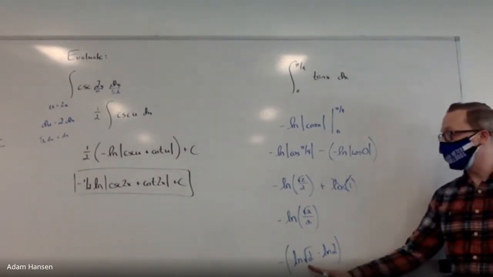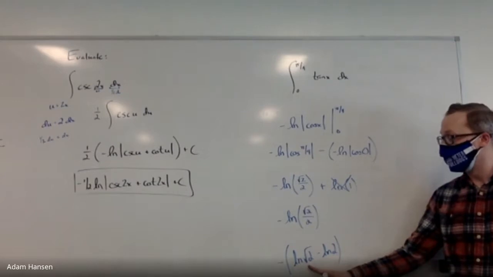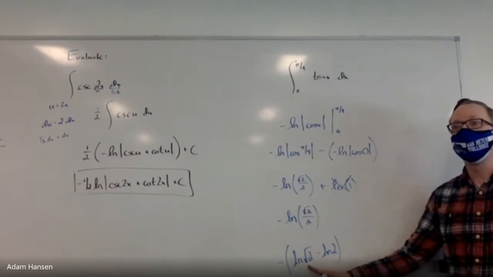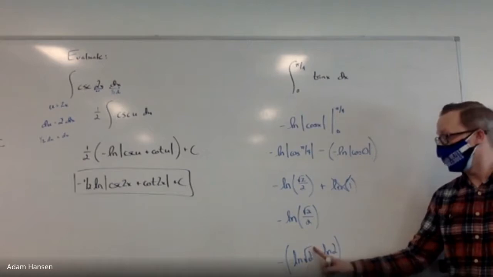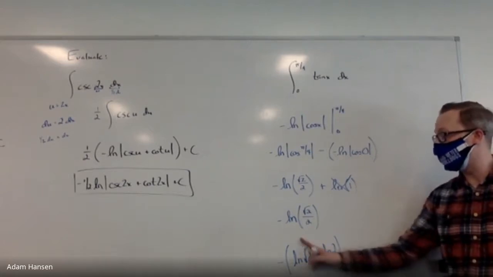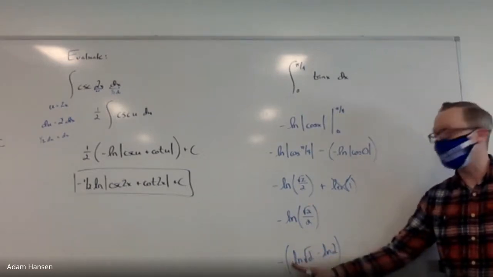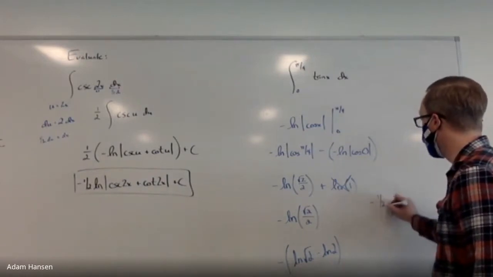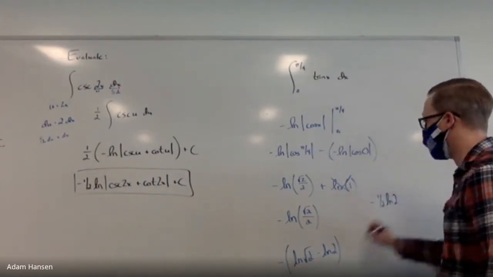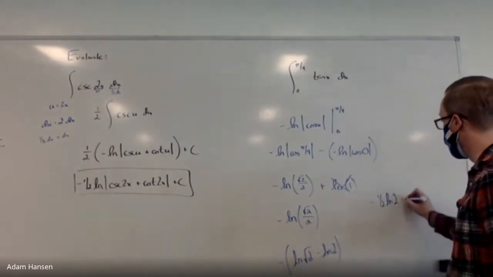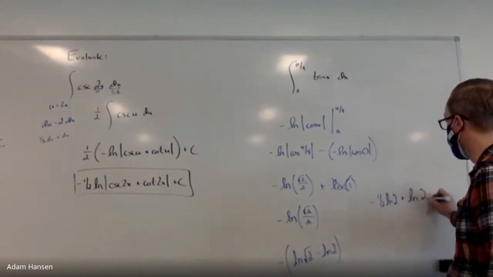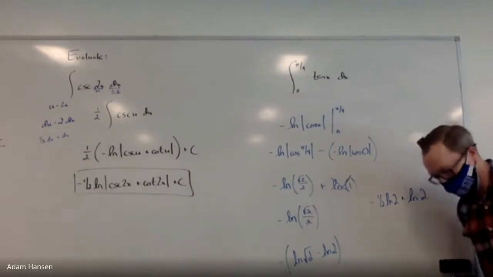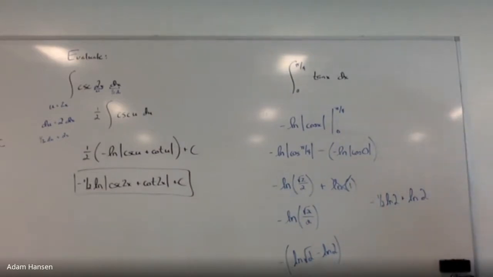What could I also use log properties with? This extra square root is what exponent? A log property says that extra power of 1 half up to the front. So that will be negative 1 half ln of 2. Double negative here, so plus ln of 2.